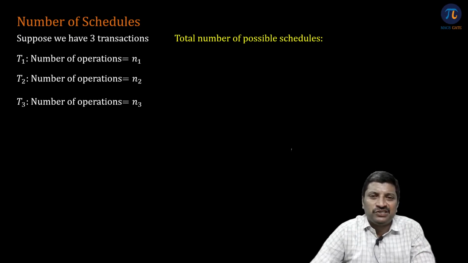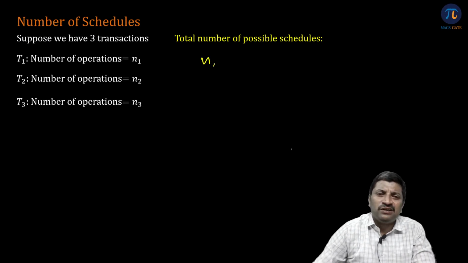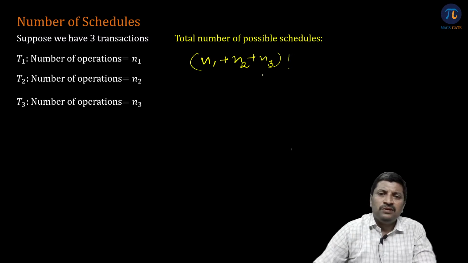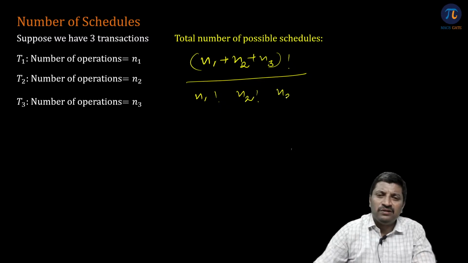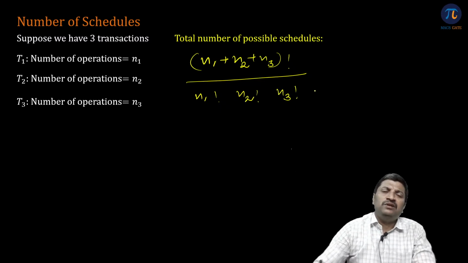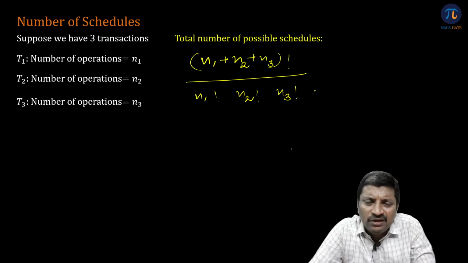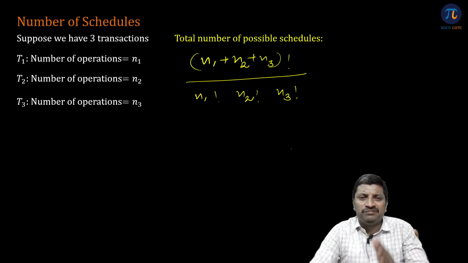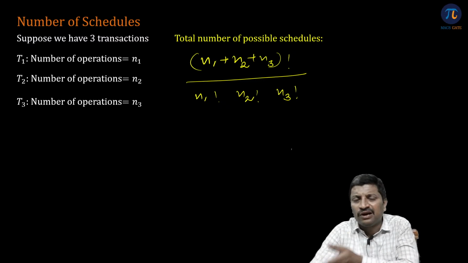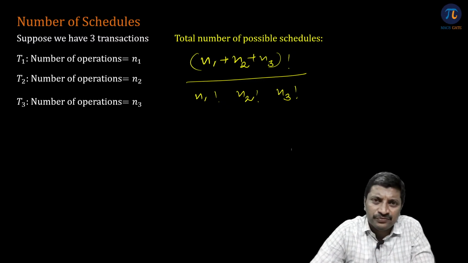Suppose I have 3 transactions, then what is the answer? (N1 plus N2 plus N3) factorial by N1 factorial, N2 factorial, N3 factorial. What are N1, N2, N3 here? They are the number of operations in the first transaction, second transaction, third transaction, respectively.